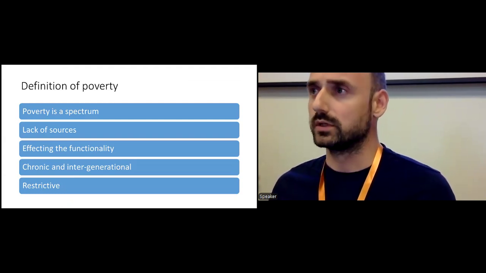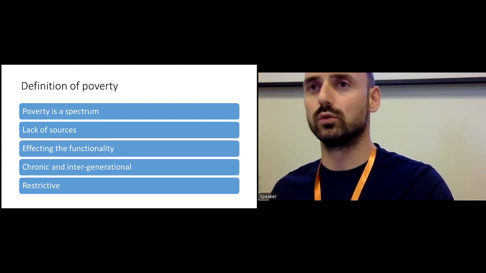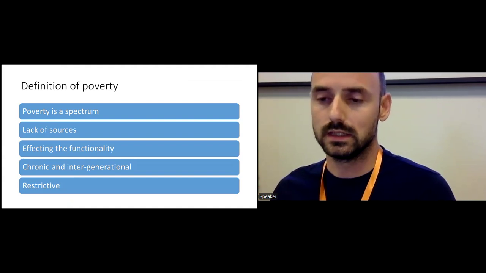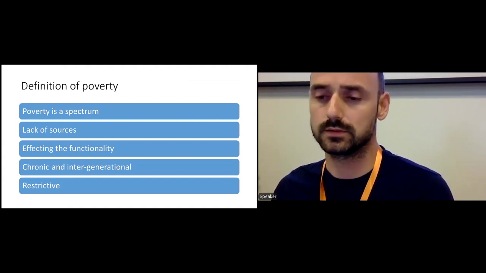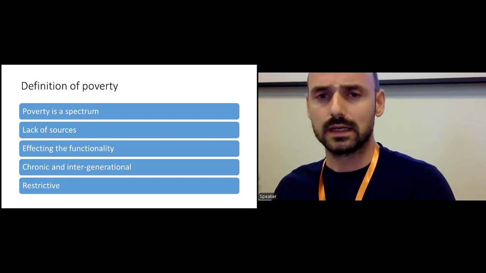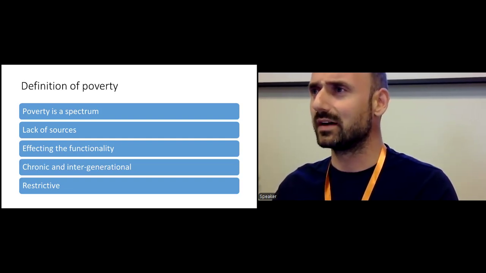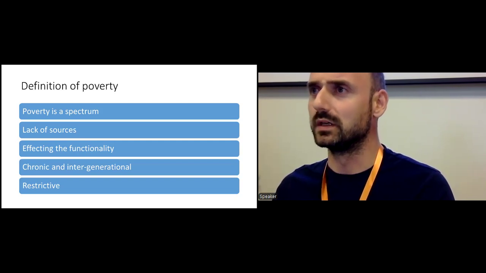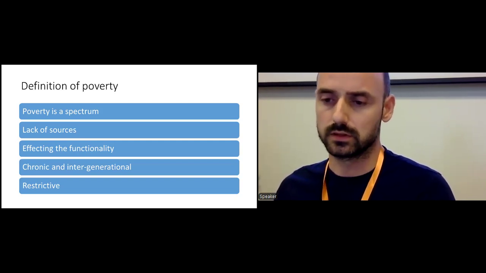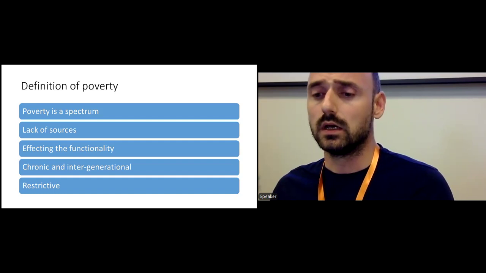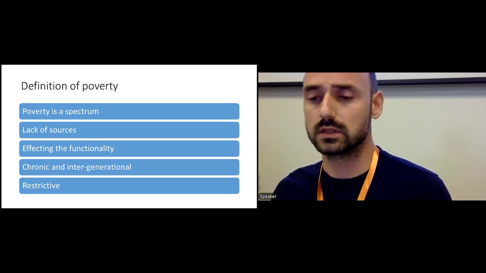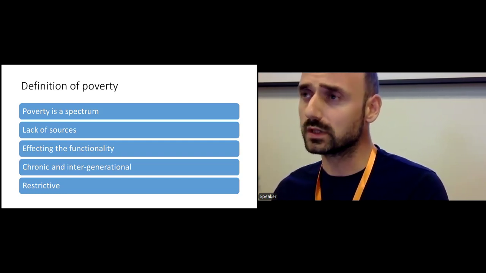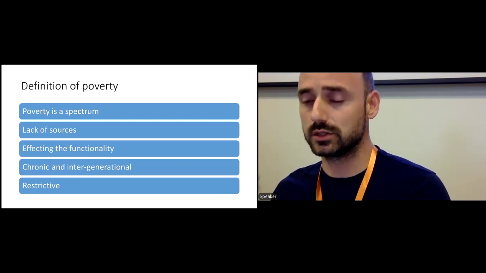So, what is poverty? I believe everyone knows what poverty is. It's basically a lack of resources for a functional life, right? But it's not a black or white thing. There are many different levels of being impoverished. We're going to talk about it in a minute. The main thing is that poverty affects the functionality of our lives, and in most cases, it is chronic and intergenerational.